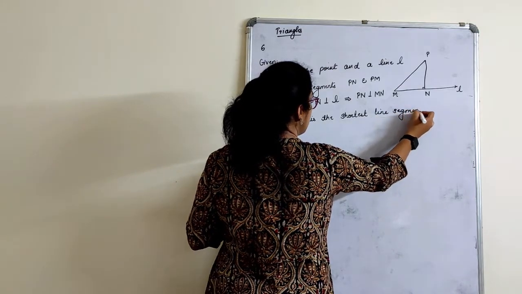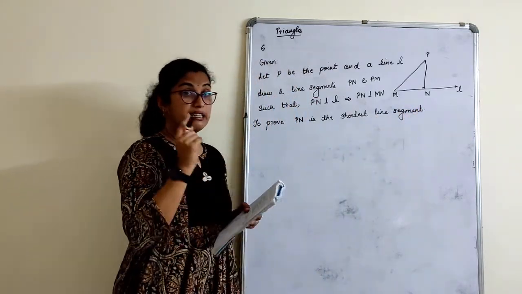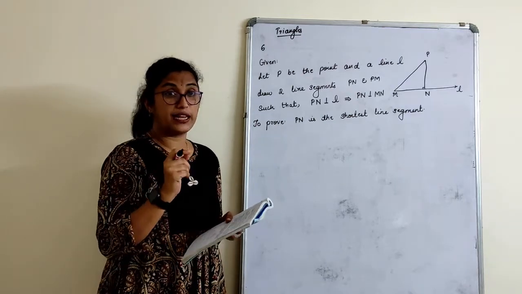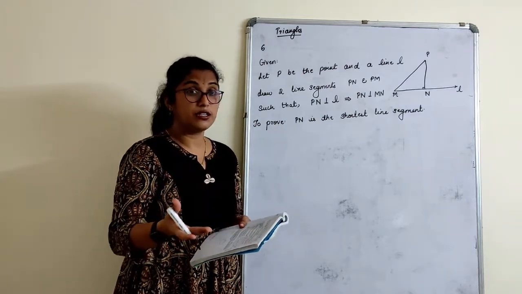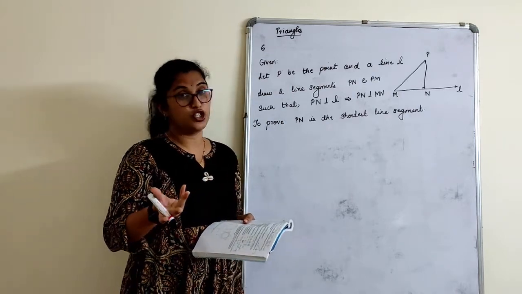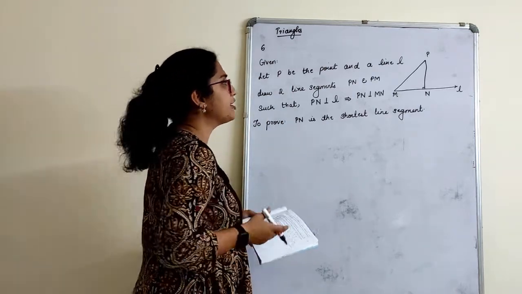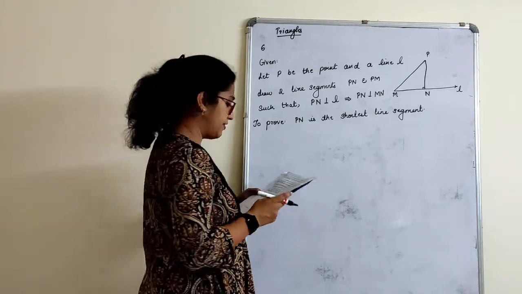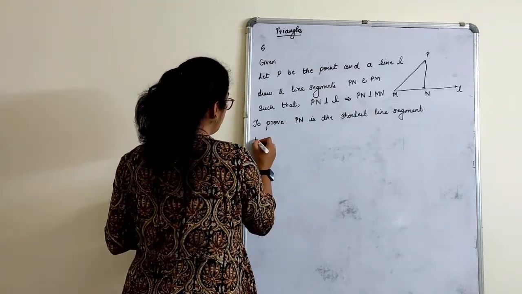Now this is the same type of sum what we had done in the beginning of this exercise, the first one, wherein we had to prove that hypotenuse is the longest side. Now here we have to show that perpendicular is the shortest side. It's the same thing, but we need to prove that it's the shortest one. It's a similar way. Let us first start the proof.